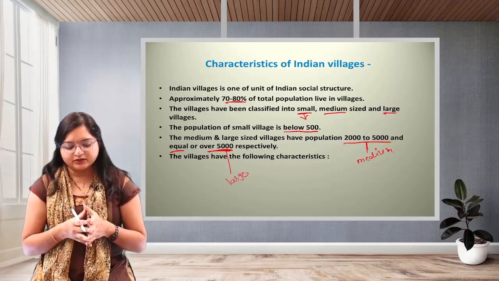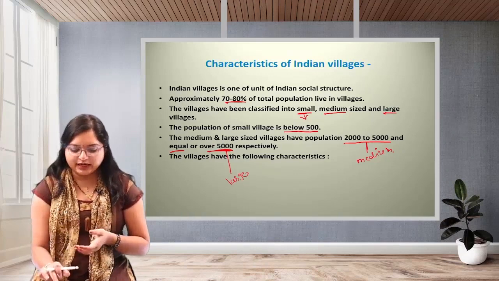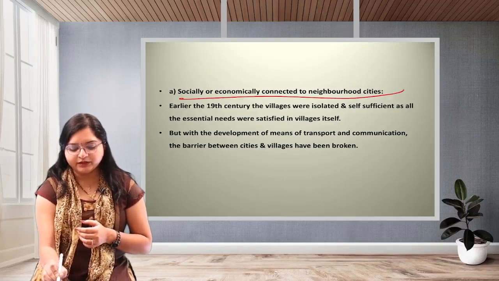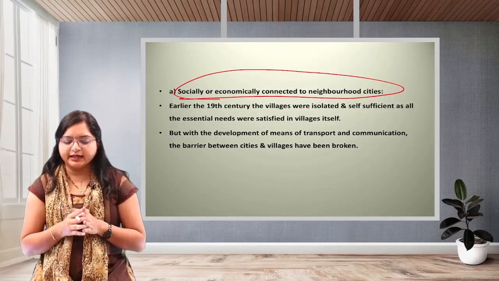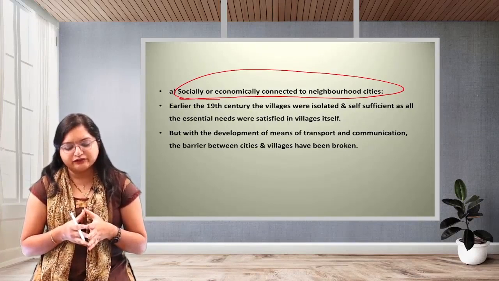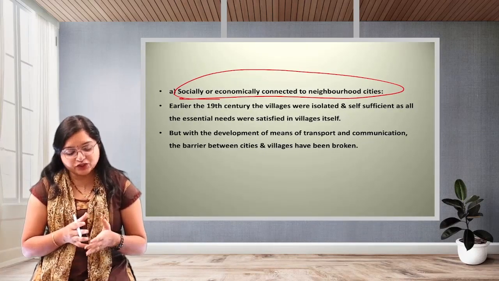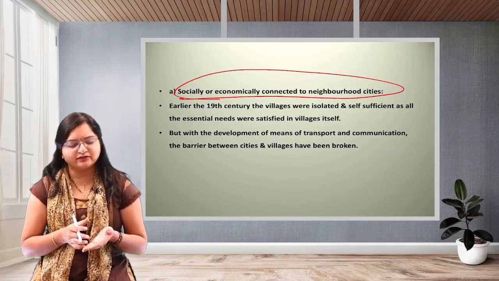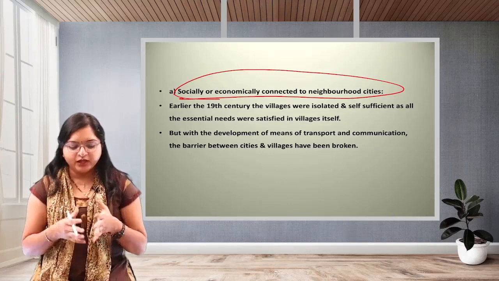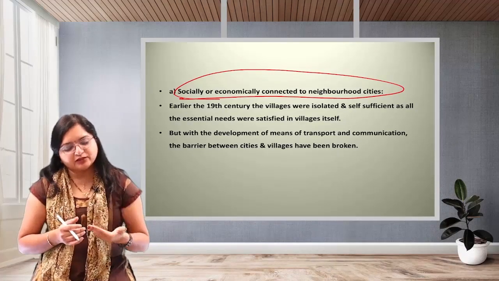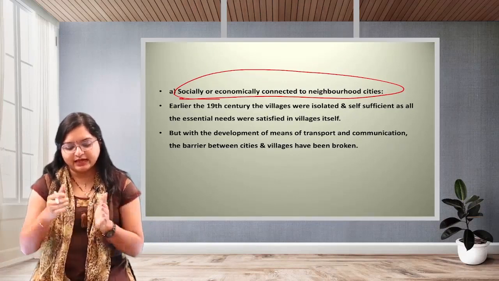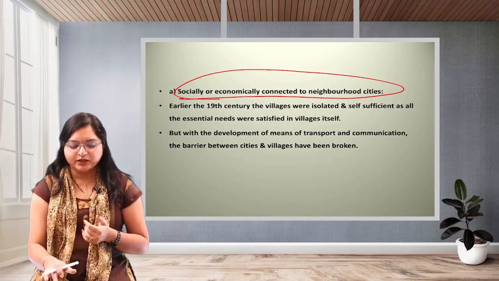The villages have the following characteristics. Now we'll see the characteristics of Indian villages. So the first characteristic of Indian village is that it is socially or economically connected to neighborhood cities. Earlier, in the 19th century, the villages were isolated and self-sufficient, as all the essential needs were satisfied in the village itself. So they were not dependent on the city area. But with the development of means of transportation and communication, the barrier between cities and villages has been broken.